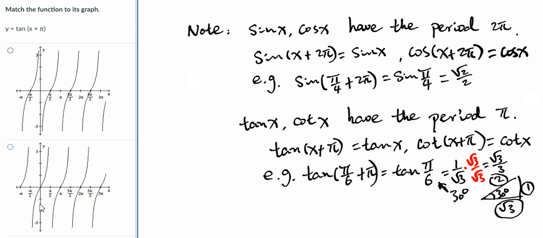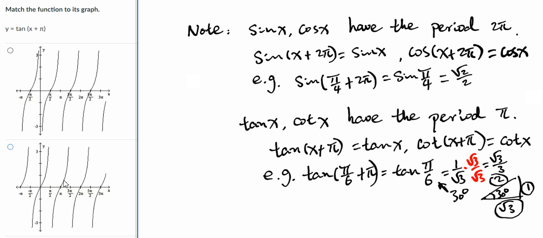Then probably this one, that's correct. It goes through the origin and is increasing, and you have asymptotes at negative pi over 2, pi over 2, 3 pi over 2. From negative pi over 2 to pi over 2, the distance is pi. Pi over 2 minus negative pi over 2 is pi. And from pi over 2 to 3 pi over 2, another pi, then you have the same pattern.